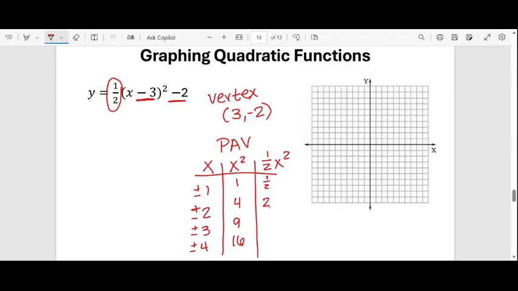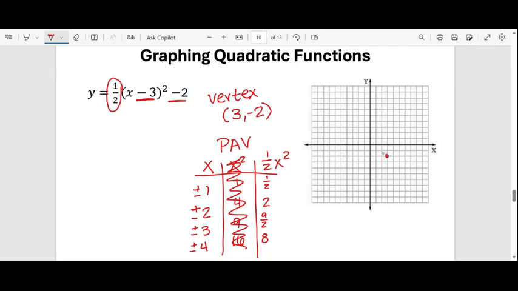4 times 1/2 is 2. 9 times 1/2 is 9/2, or you can say 4.5. And 16 times 1/2 is 8. Your center column no longer matters because we used it just to get to that third one. And we'll start at our vertex, which is 3, -2.